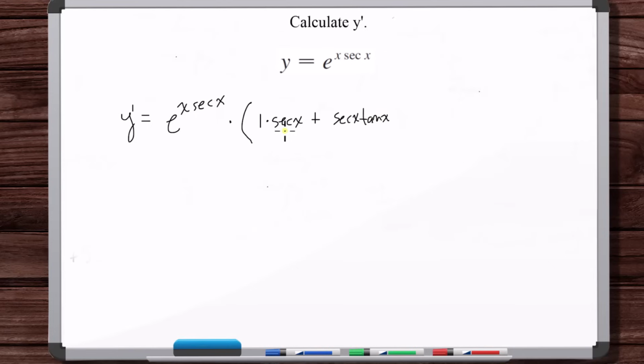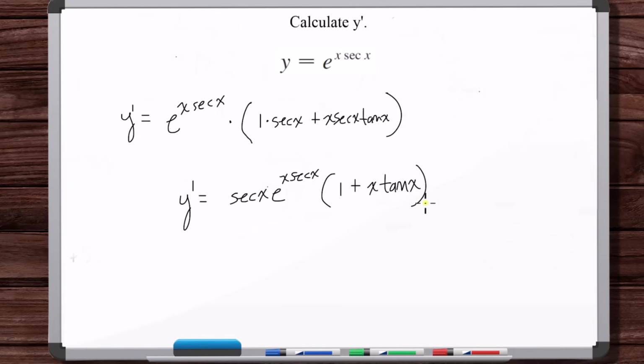Okay, derivative of the first times the second plus the derivative of the second times the first. We'll put the x there. Okay, so we've got, we can take out a secant x. e to the x secant x, and then we've got 1 plus x tangent x, and that's the derivative.